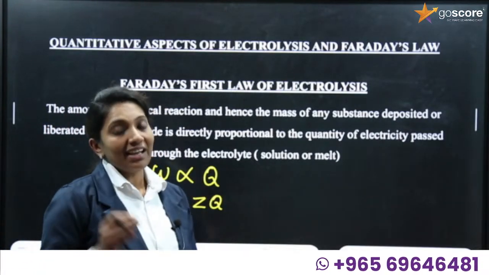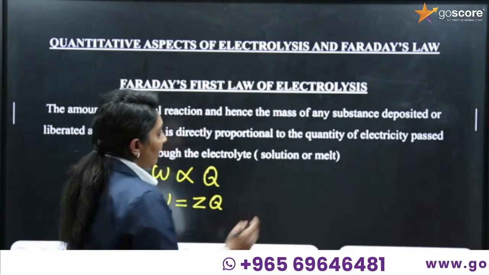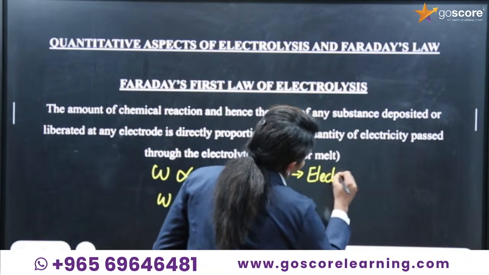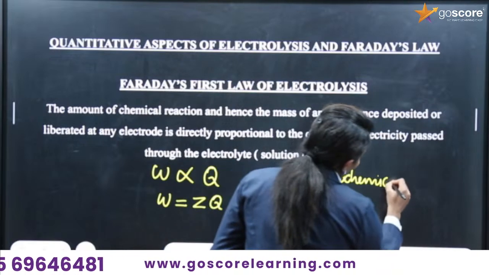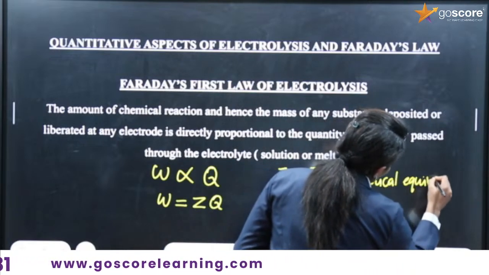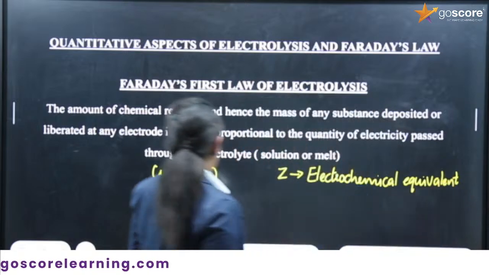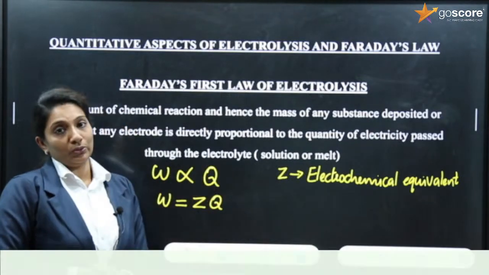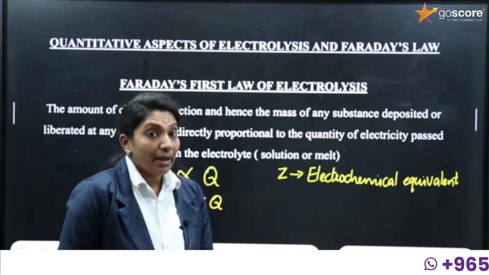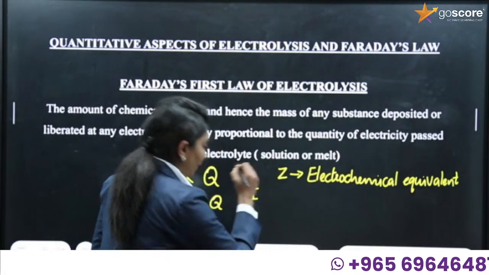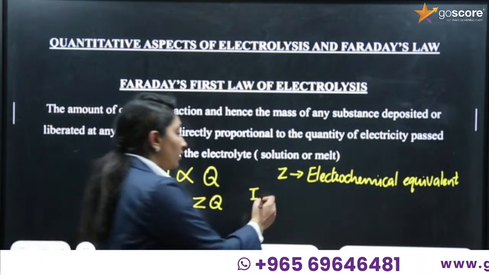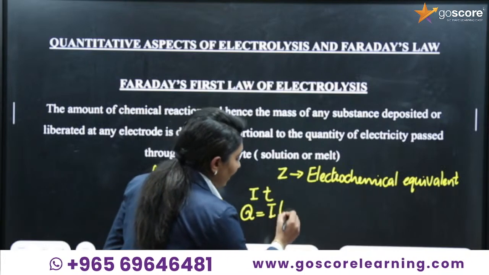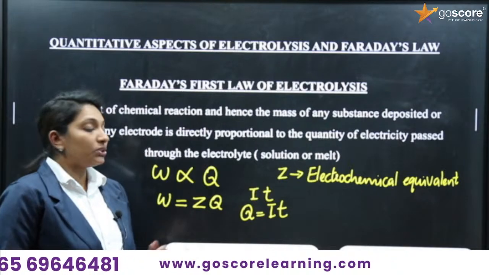The Z is nothing but the electrochemical equivalent. So what we got? W, the amount of substance deposited, is equal to Z into Q. If we are taking I ampere of current and passing this current for T seconds, what is the value of this Q? Charge is equal to current into time, right? Q is equal to IT.